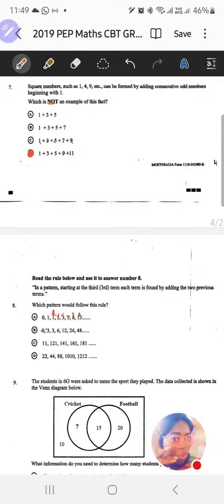0 plus 3 is equal to 3. 3 plus 3 is equal to 6. 3 plus 6 is equal to 9, but this is not 9. So of course this one does not follow the rule. 11 plus 121 is equal to 132, but that's not here. So this does not follow the rule. Let's look at D. 22 plus 44 is 66, but we have 88, so this does not follow the rule. Therefore, A would be the correct answer, as this pattern follows the rule that was stated above.